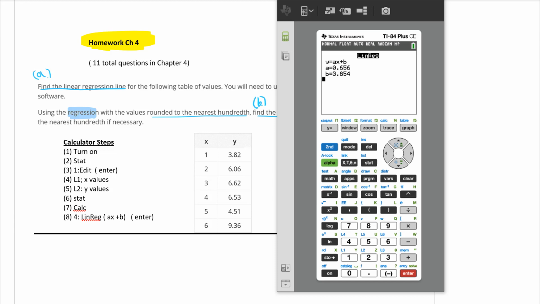Remember that you are rounding to the nearest hundredth, okay? So that's the decimal, so you're rounding to 2 decimals. I'm going to go ahead and write that down on my screen.